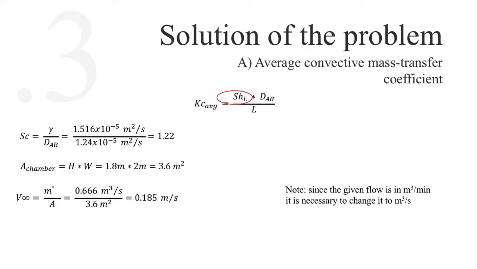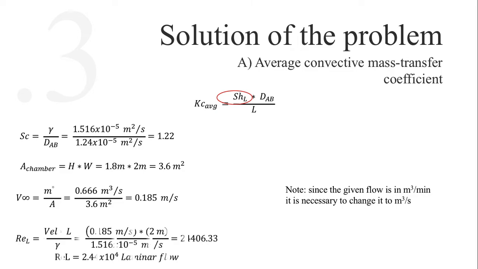Our flow was in cubic meters per minute, so it needed to be changed to cubic meters per second. It's important always to put the units so you can have a guide of the path you are taking. Here we have our Reynolds number. We can say that it's a laminar flow because the value obtained is smaller than 10 to the 5.